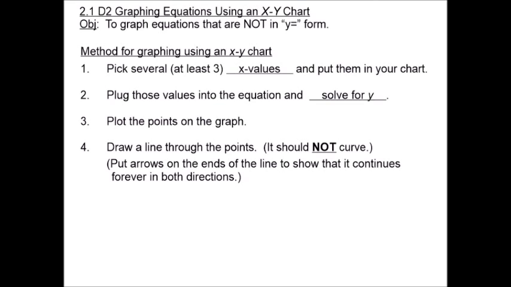Okay, what we have here on the screen is basically just a summary of the previous lesson's rules. We're going to pick several x values and put them in the chart. We're going to plug those values in and solve for y, plot them on the graph, and then draw a line through the points. And again, it should not curve. Alright, let's start putting this to use.